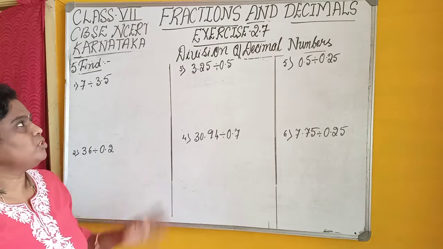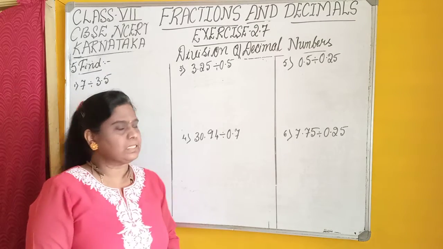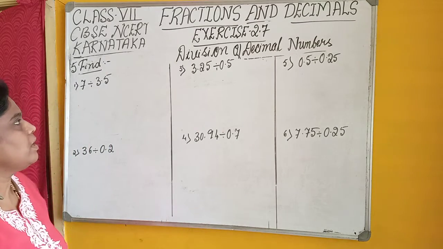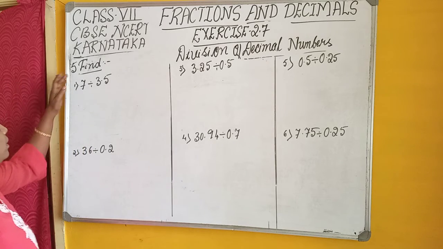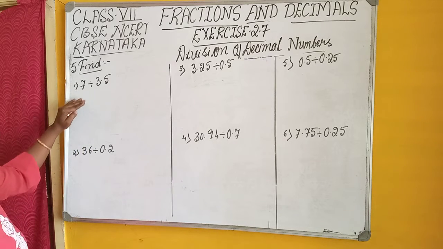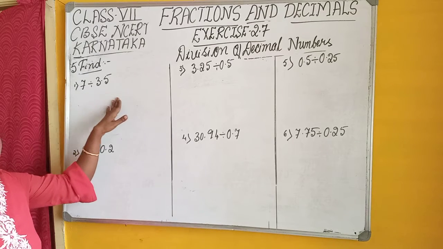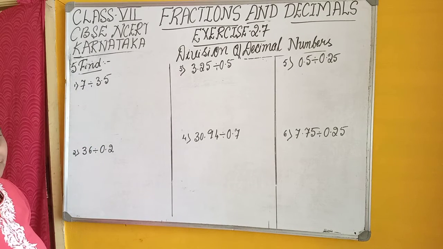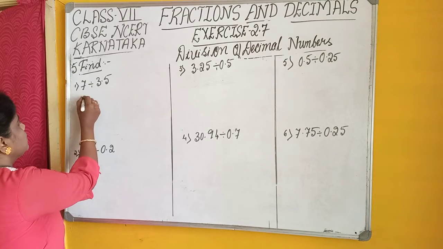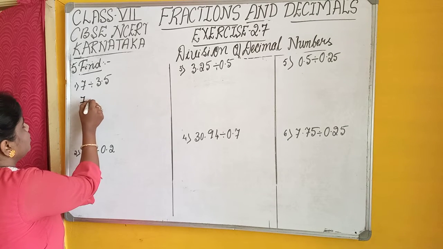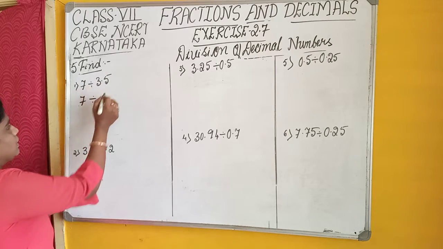In that, the second chapter, fractions and decimals, exercise number 2.7, division of decimal numbers. In that, the fifth one, find. Here, one whole number is given and another decimal number is given. How do we have to divide it? Write the whole number as it is and divide it by 3.5.